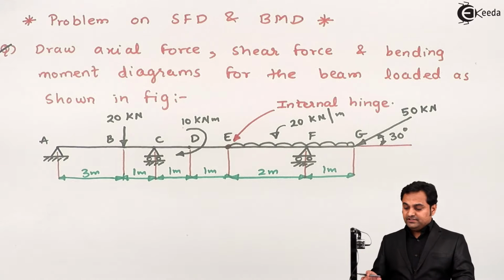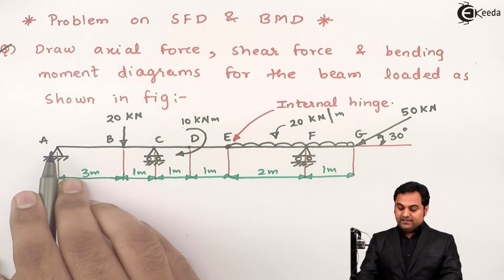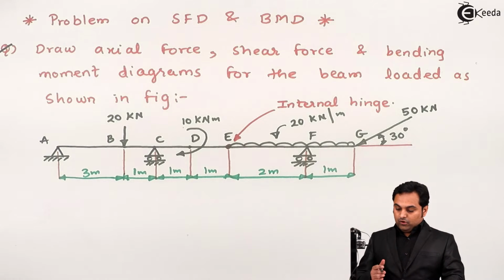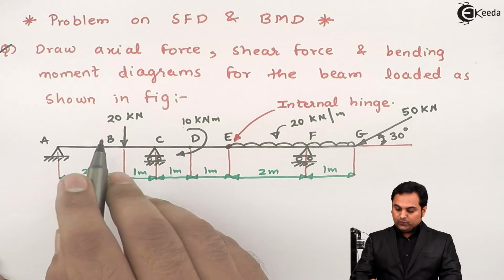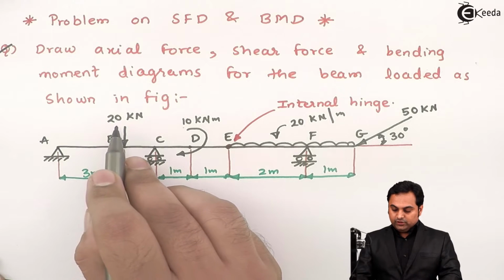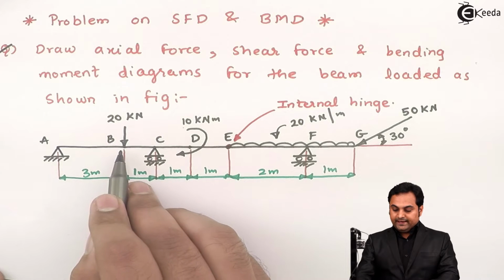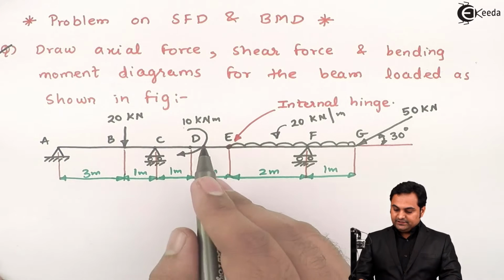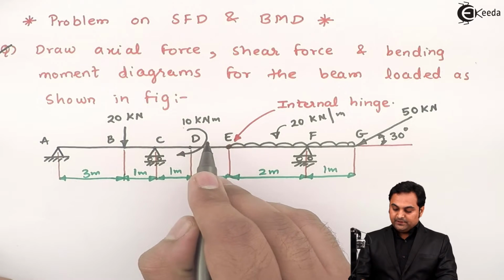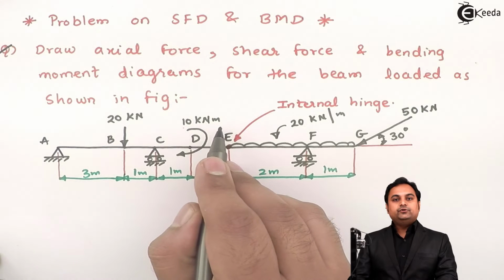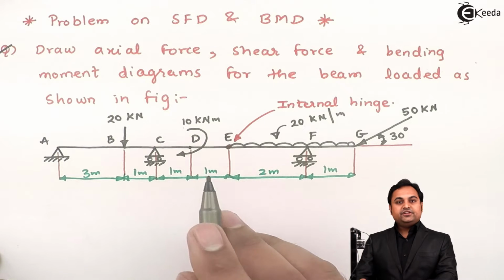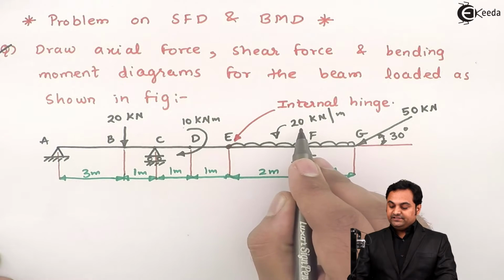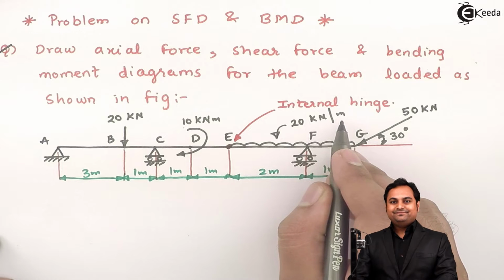Now when we look at this beam, it will be called as beam A, B, C, D, E, F, G. Just by looking at this beam, we can say that there is a point load acting whose value is 20 kilonewton at B and its distance from point A is 3 meters. Next at point D there is a couple acting whose value is 10 kilonewton meter. After that there is UDL from point E to point G having intensity 20 kilonewton per meter.